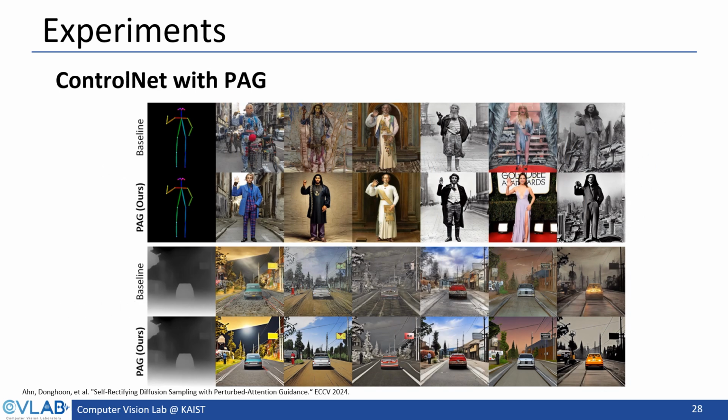We test PAG's performance on some downstream tasks. The first is image generation using ControlNet with an empty prompt. Since it's an empty prompt, CFG can't be applied, but we can use PAG and it significantly improves the quality of the generated images.